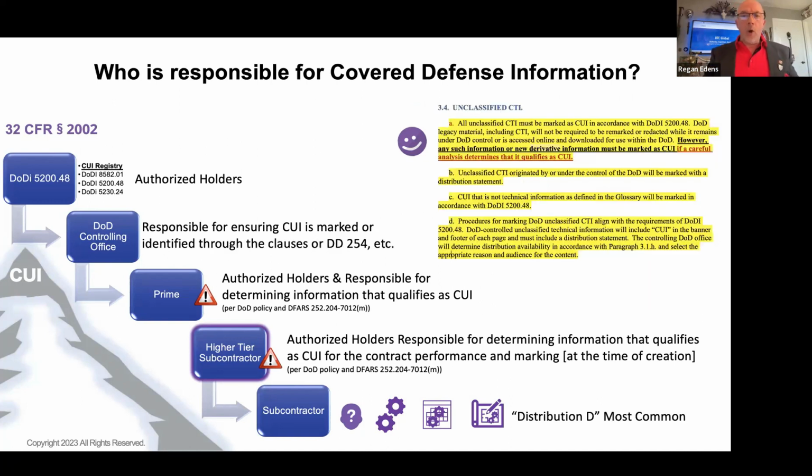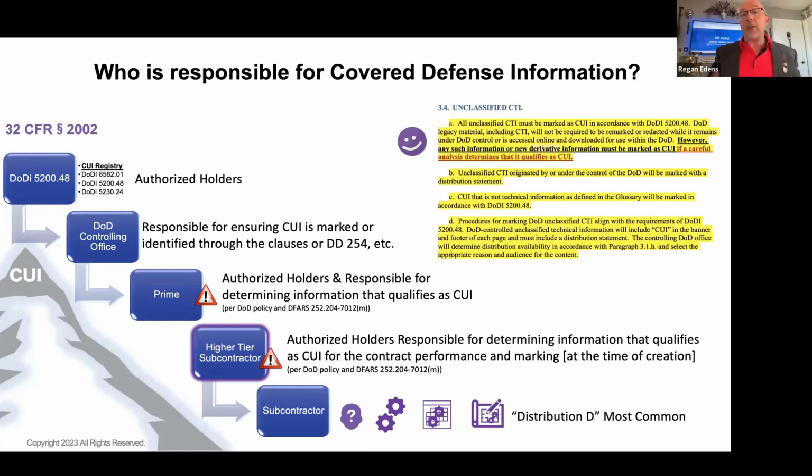All uncontrolled classified information, this is in the DoD policy, DoDI 5230.24, must be marked in accordance with DoD instruction 5248. If it's legacy material, it's not remarked or redacted as long as it stays under DoD control. But when it's accessed for use during the performance of the contract, or derived from the performance of the contract, then it must be marked. It says, however, any such information or new derivative information must be marked as CUI if a careful analysis determines that it qualifies as CUI.